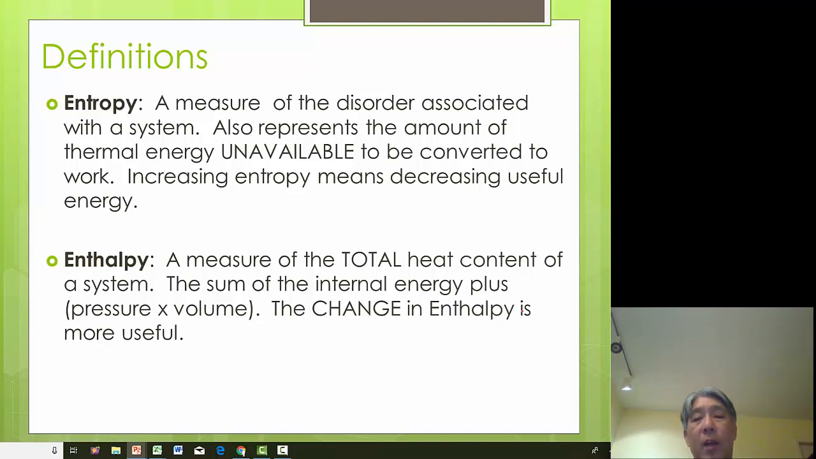Okay, enthalpy, on the other hand, is a measure of the total heat content of a system. You can almost think of enthalpy as the internal energy. It's not something I can really measure very well, but I can measure the change in a substance's enthalpy, either in its expansion or in its temperature or in pressure for gases.